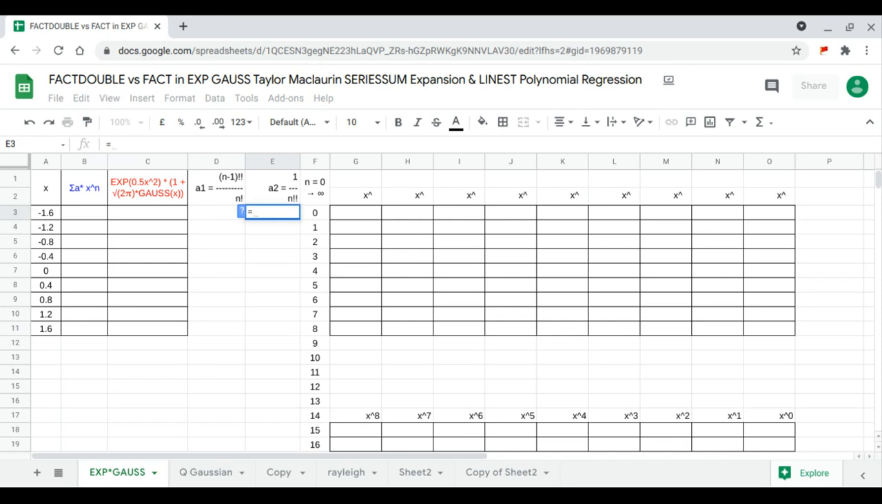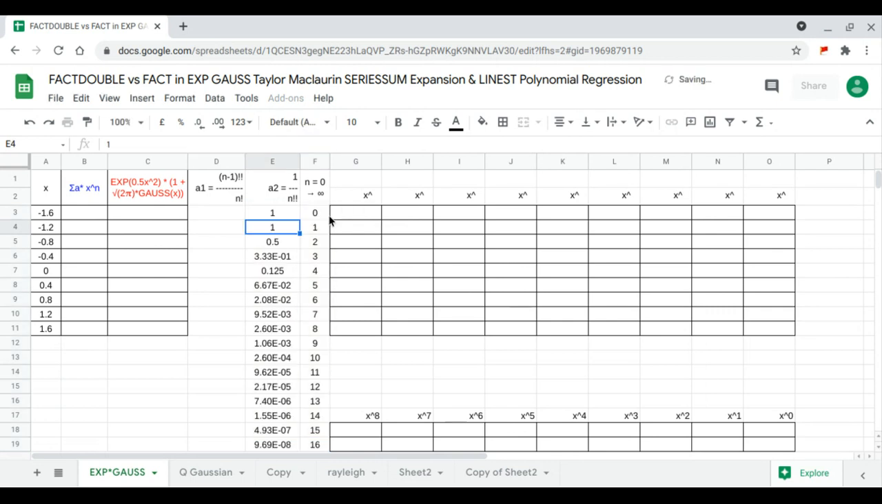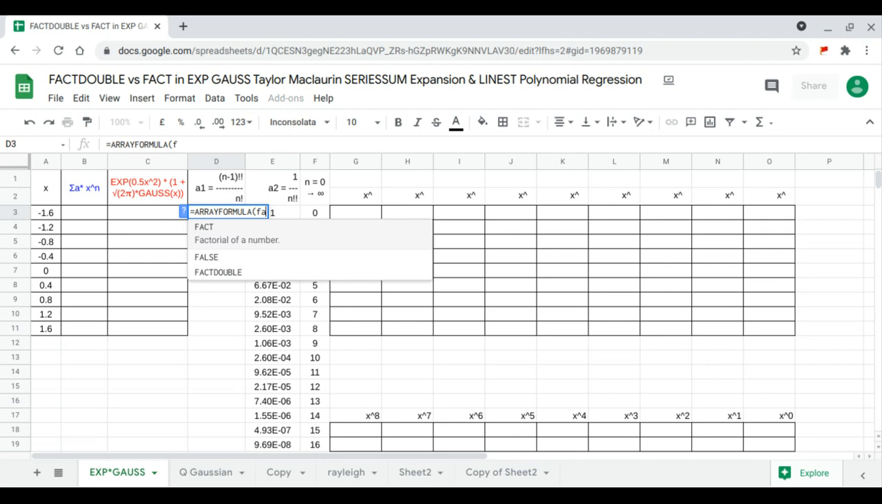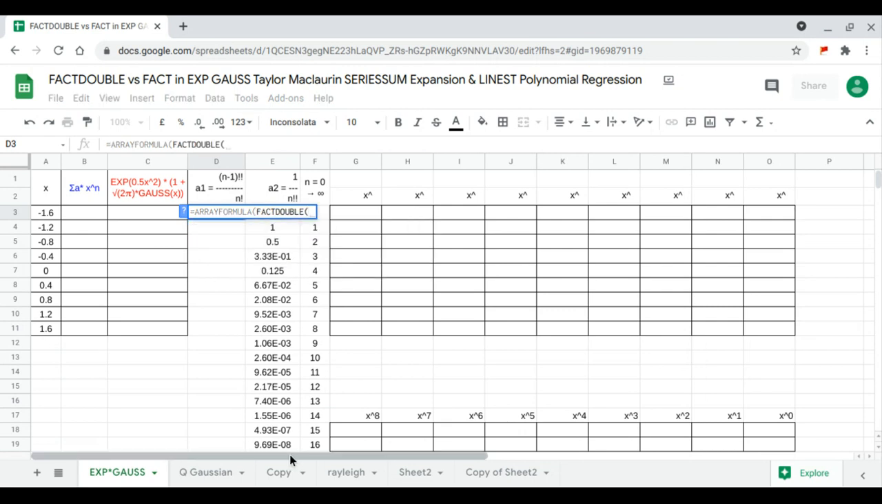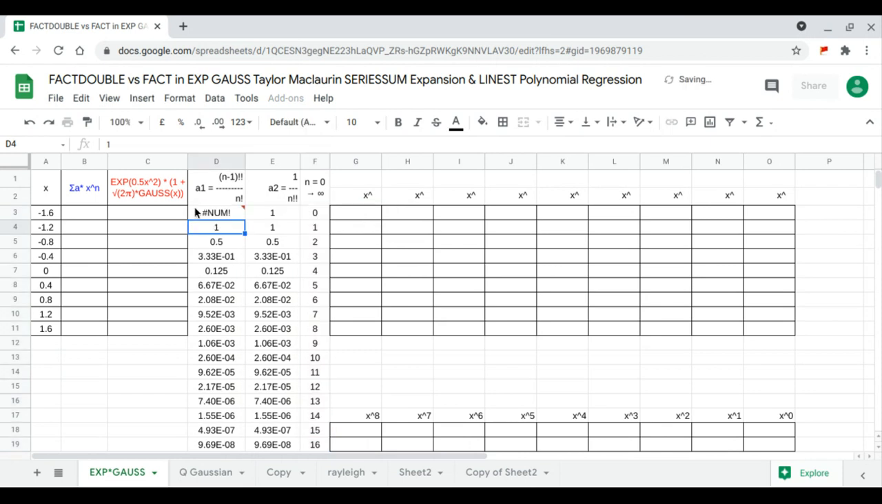Now we calculate a2. Array formula 1 over factorial, double factorial of n. And we continue with coefficient a1, which is array formula. Again, factorial, double factorial of n minus 1, divided by factorial of n. And we'll correct this so that if n equals 0, it should be 1.